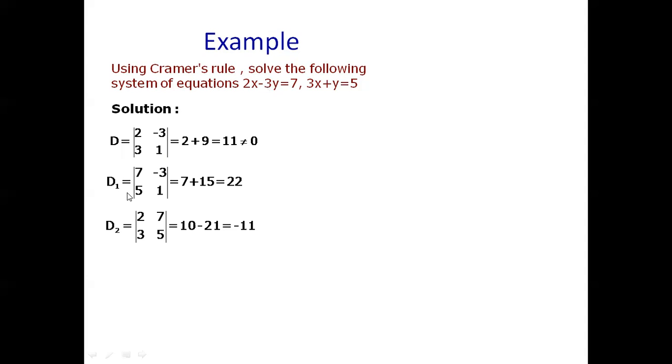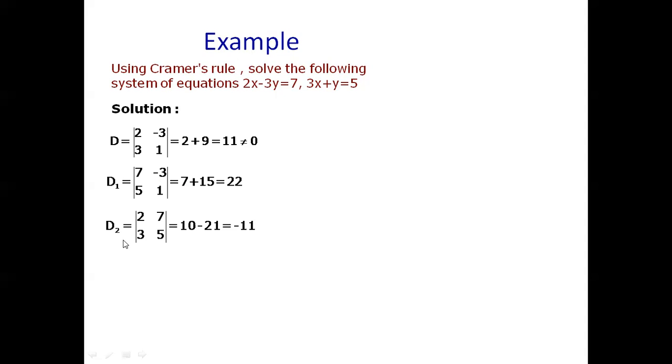D1 is nothing but what? Replace the first column with 7 and 5. So 7 and 5, minus 3, 1, because the second column remains as it is. Take cross multiplication of this, then we get 7 into 1 is 7, and 5 into minus 3 is minus 15, but minus minus becomes plus. So 7 plus 15 is equal to 22.